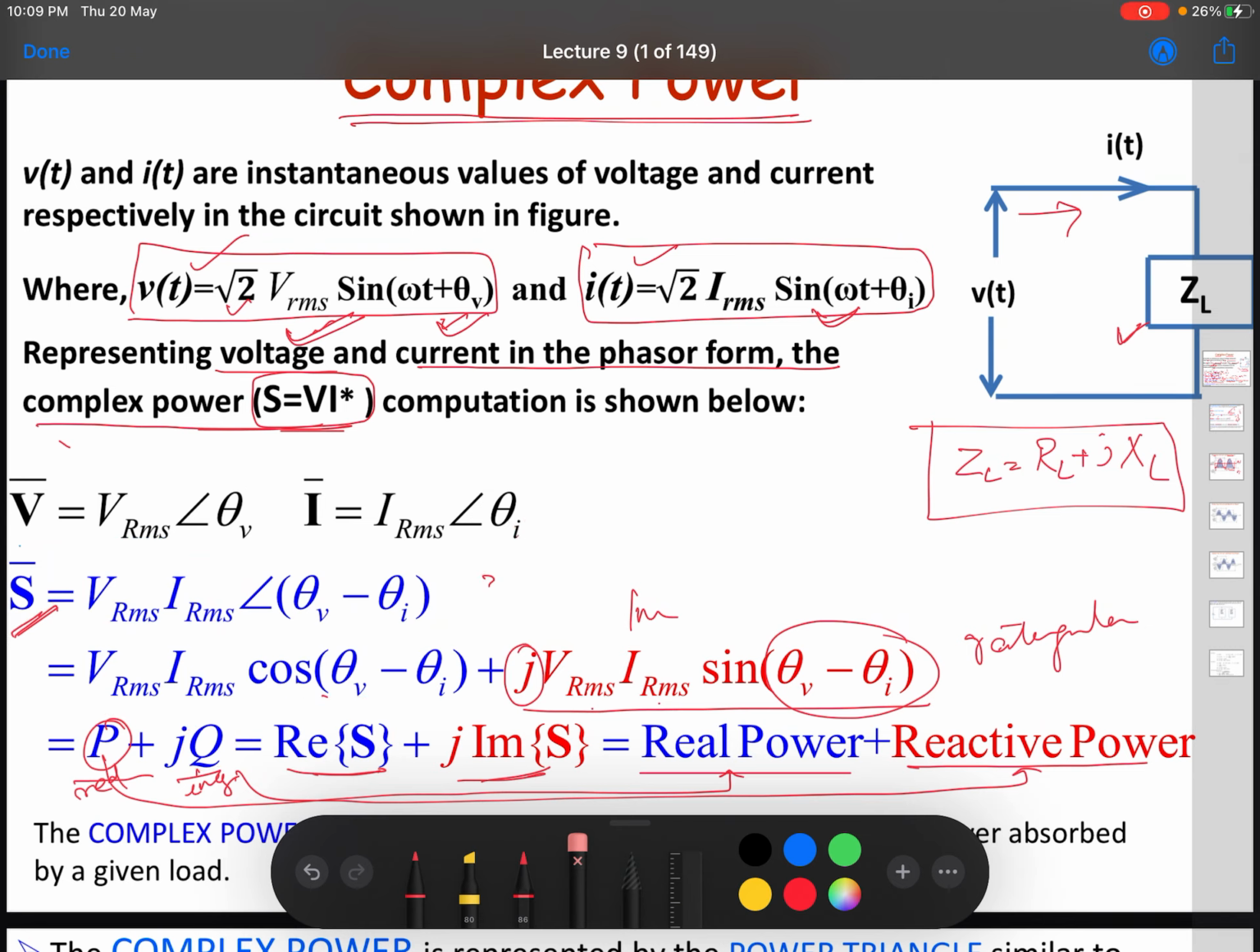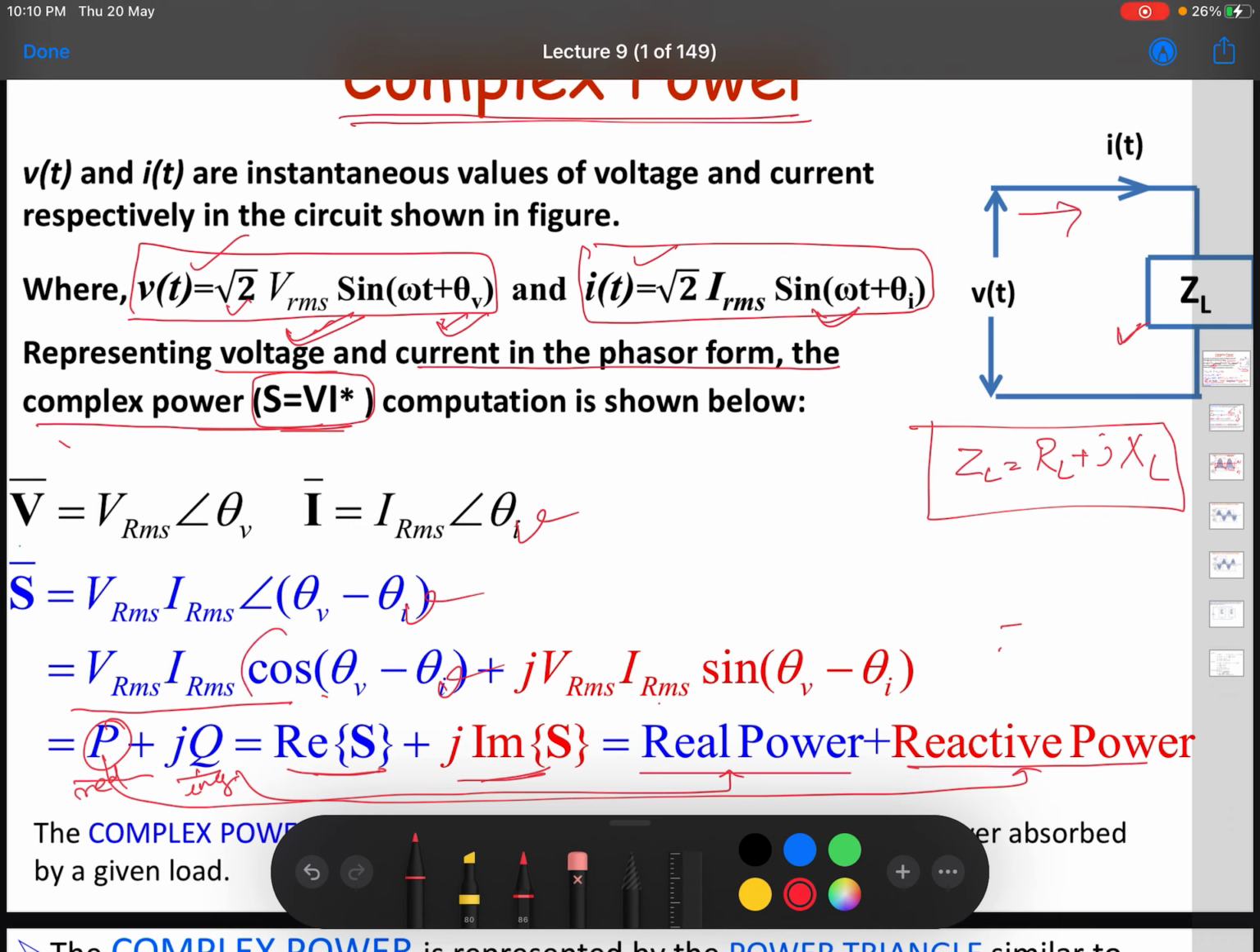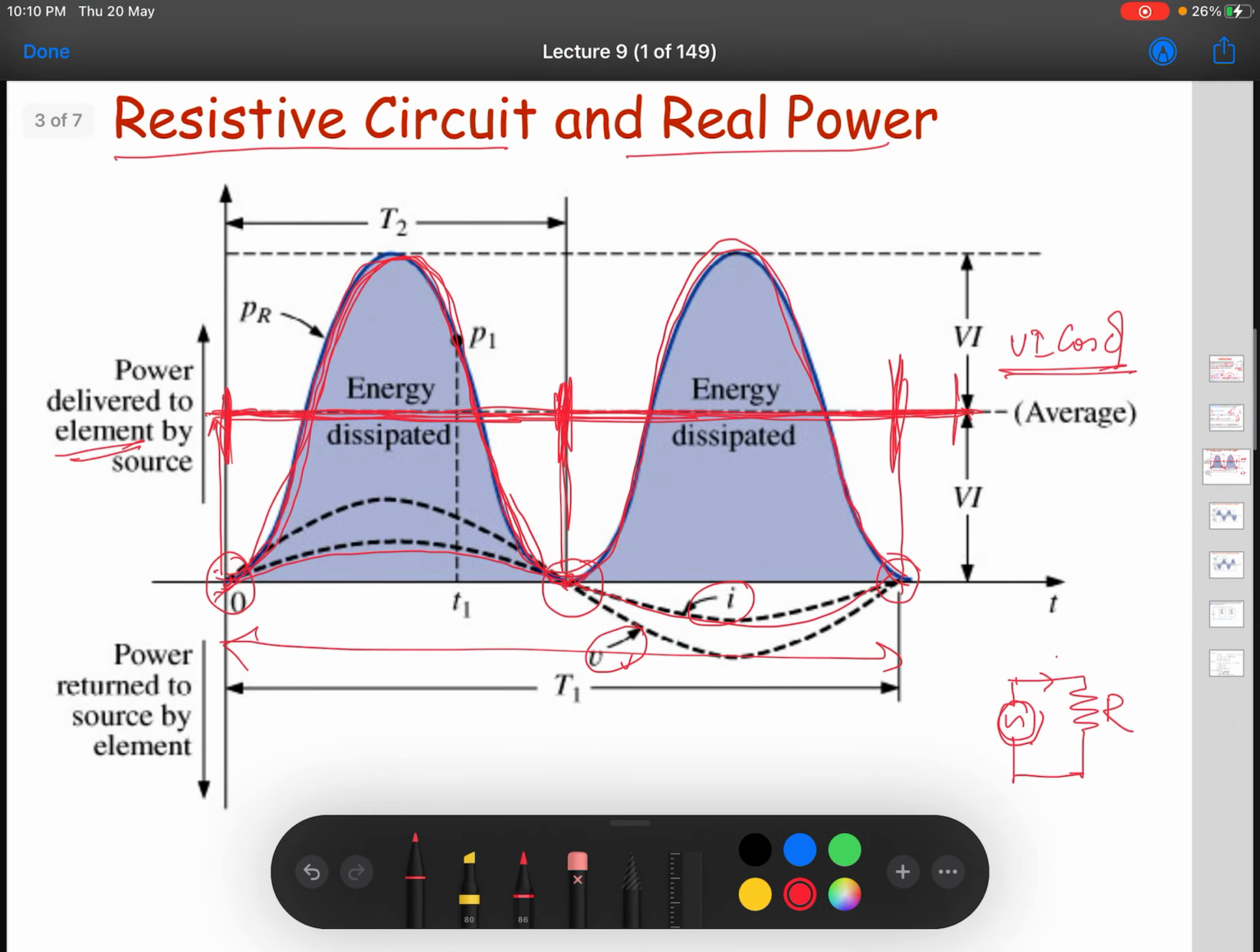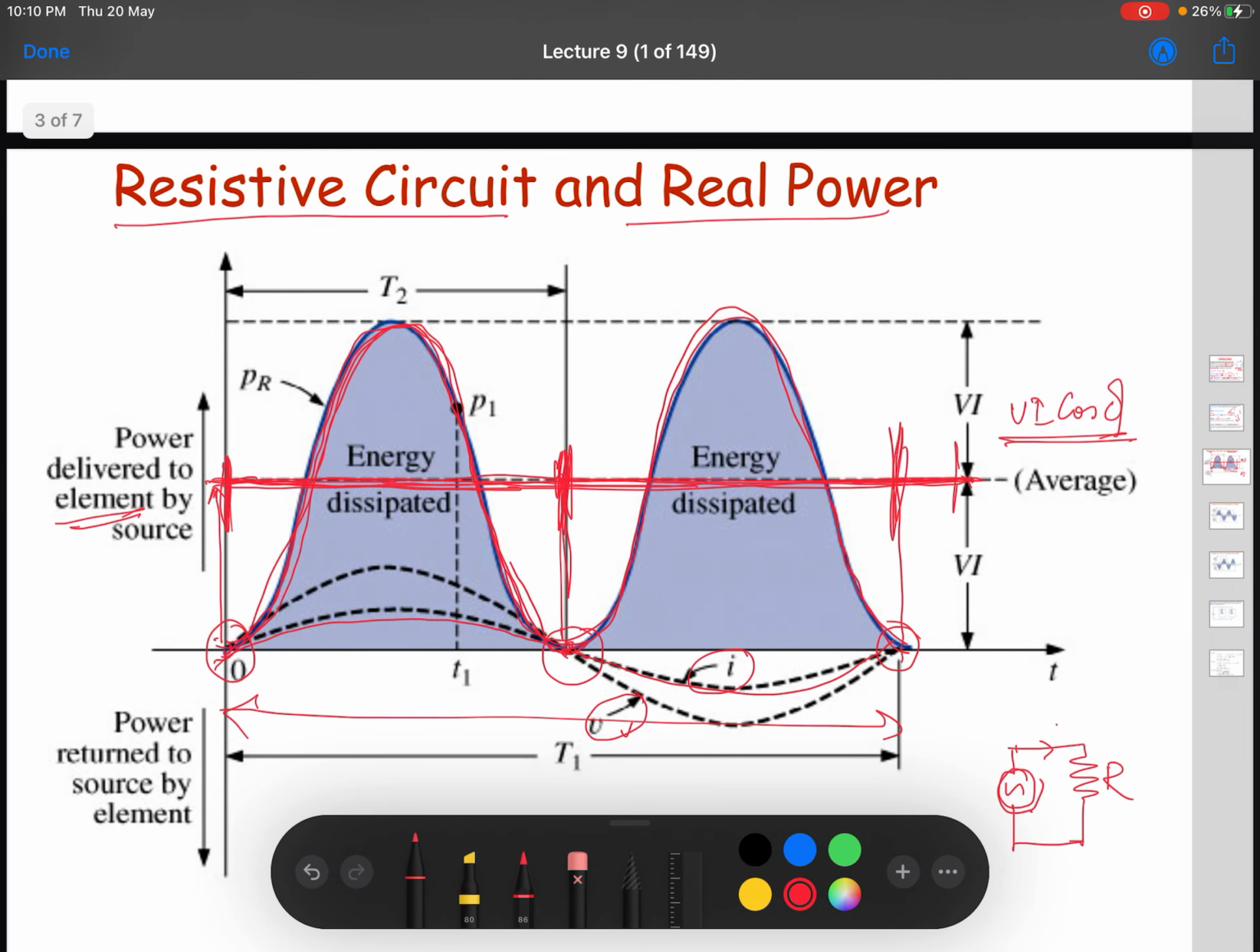In case of a resistance, they are in phase, so both the phases are the same. So this is also theta v, and you apply theta v here. So this is basically V into I RMS, and cos theta v is 1, and this part is again 0. So there is no reactive part when you have a purely resistive circuit. Okay, so when you have a purely resistive circuit, there will be no reactive part, and only the real part, whatever is dissipated. So this is the amount of energy dissipated.